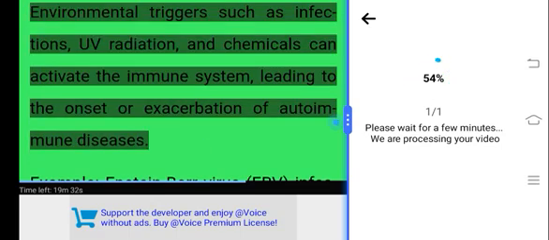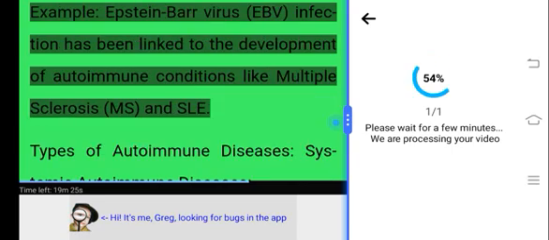Environmental factors. Environmental triggers such as infections, UV radiation, and chemicals can activate the immune system, leading to the onset or exacerbation of autoimmune diseases. Example: Epstein-Barr virus (EBV) infection has been linked to the development of autoimmune conditions like multiple sclerosis (MS) and SLE.